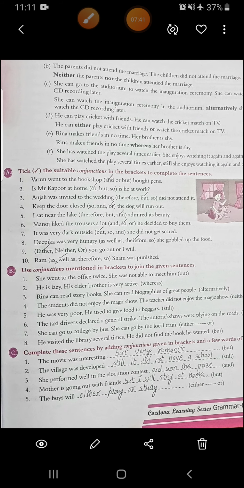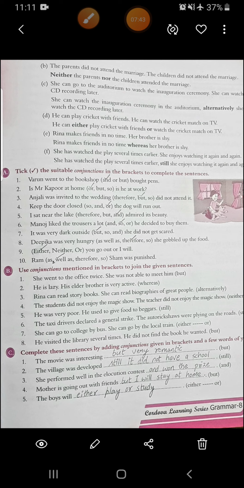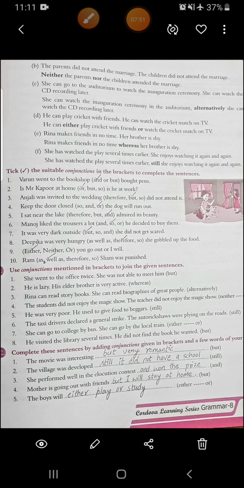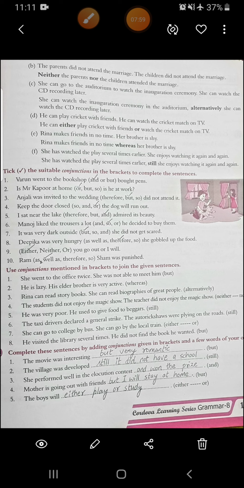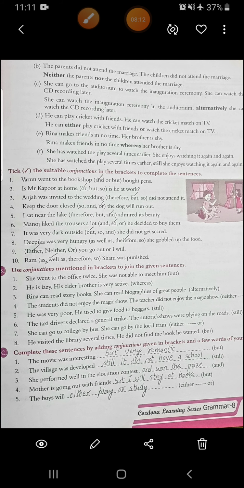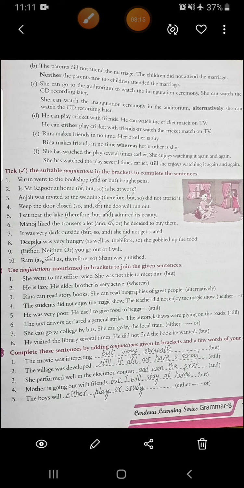Then see exercise A. You have to select the suitable conjunction given in brackets. See the first one. Varun went to the bookshop and bought pens. See, why are we using and? Because he went to the bookshop and he bought pens. So both things are in favor of that. Then second, is Mr. Kapoor at home or is he at work? So we are asking for the option. Either he is at home or he is in the office. Then third, Anjali was invited to the wedding but did not attend it. So it is in contrast.